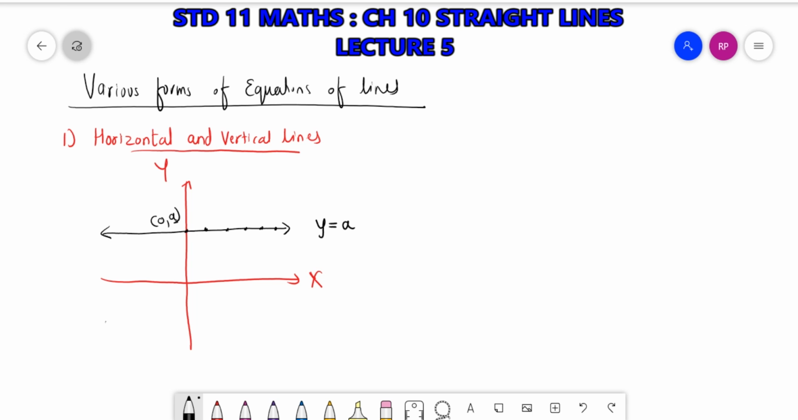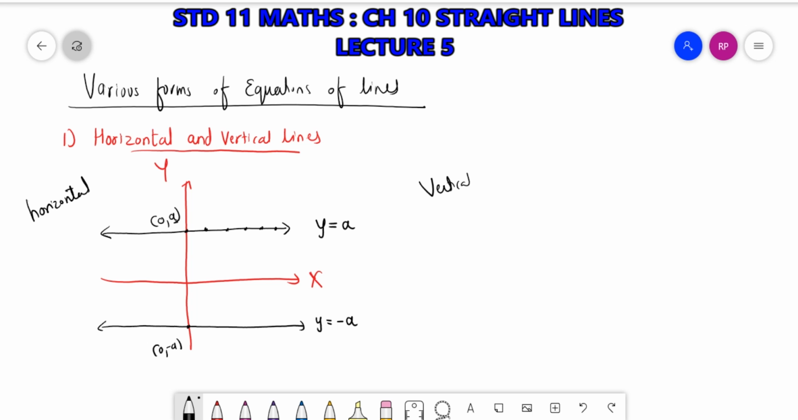Okay, but if it is on the other side, now here this point will be negative, right? The y coordinate will be negative. So (0, minus a), then the equation of this line will be y equal to minus a. Okay, so remember, for a horizontal line the equation is y equal to a. So this was about horizontal.